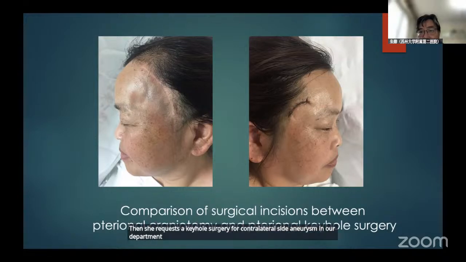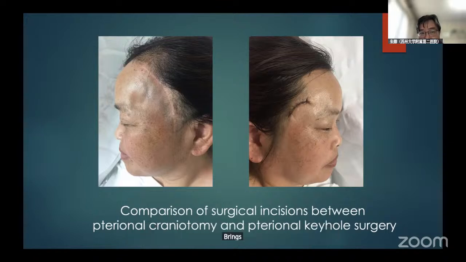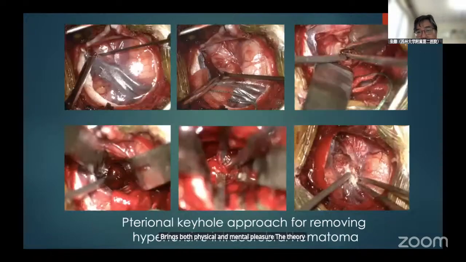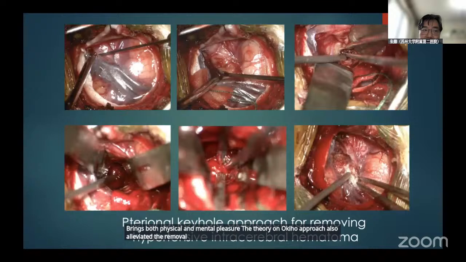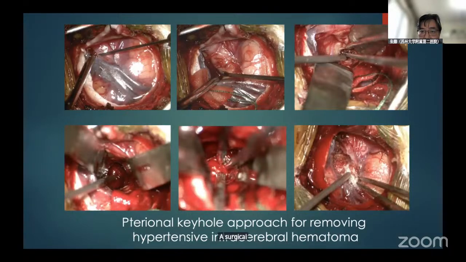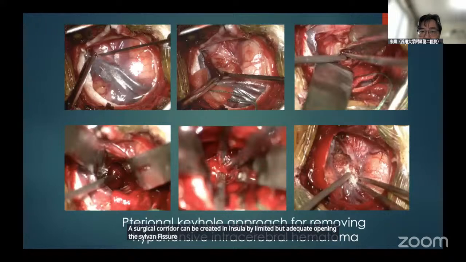The postoperative feeling is that there is a huge difference between her two procedures, and the second surgery brings both physical and mental pleasure. The pterional keyhole approach also facilitates the removal of basal ganglion hypertensive hematoma. A surgical corridor can be created in the insula by limited but adequate opening of the Sylvian fissure. This is the final picture after the subdural procedure.